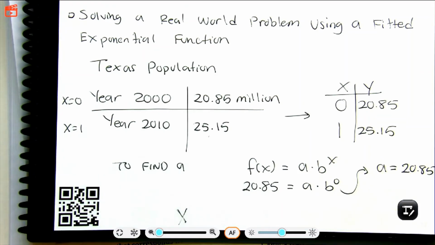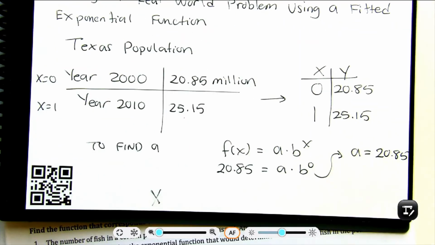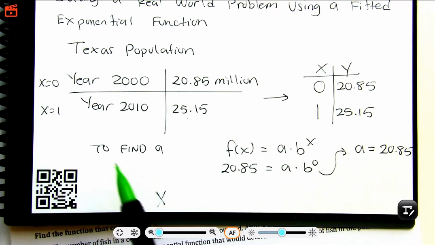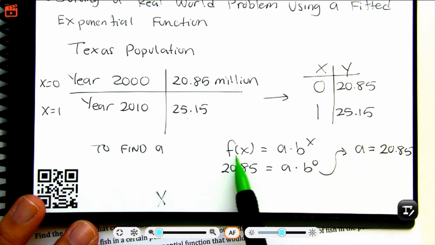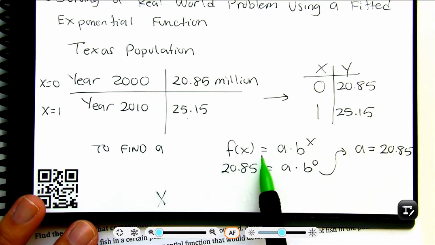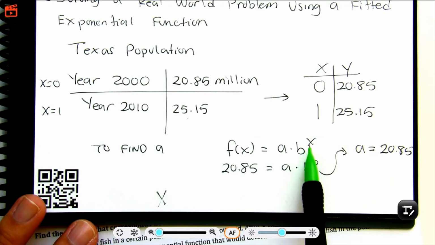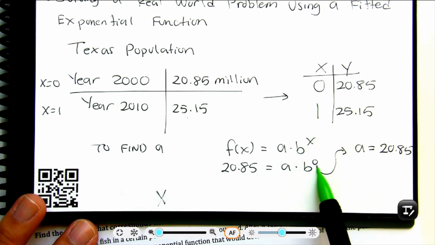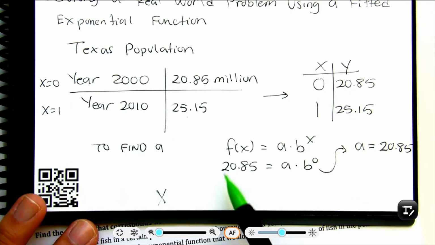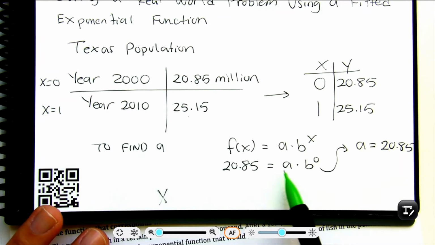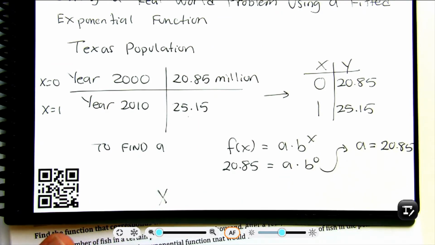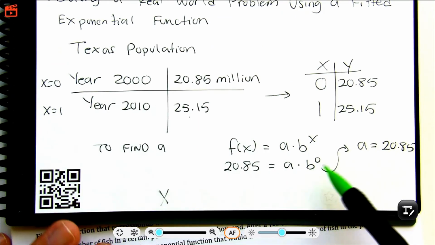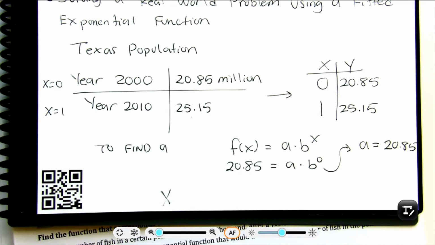The first step in finding a and b is actually to find a. To find a, we're going to use this function formula, f of x equals a times b to the x power, and then plug in the first point. So we're going to plug in 0 for x, and we're going to plug in 20.85 for f of x. Doing that gives us a equals 20.85, because remember, b to the 0 power becomes 1. So that goes away.